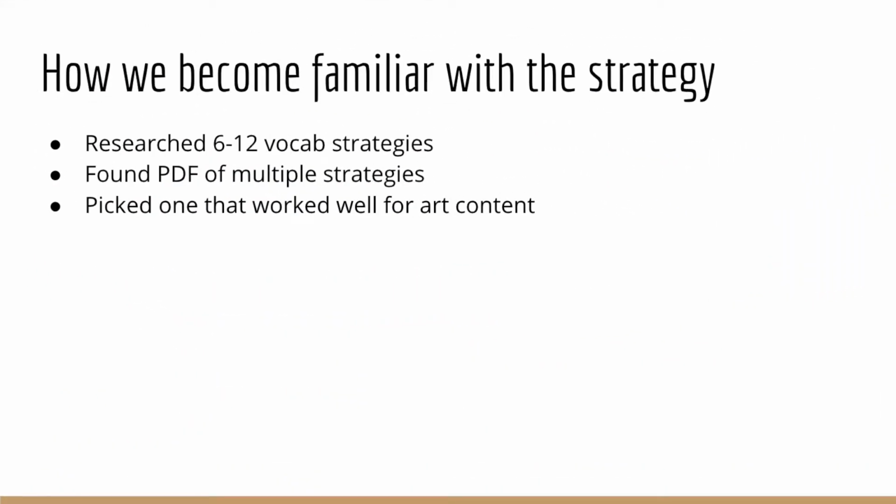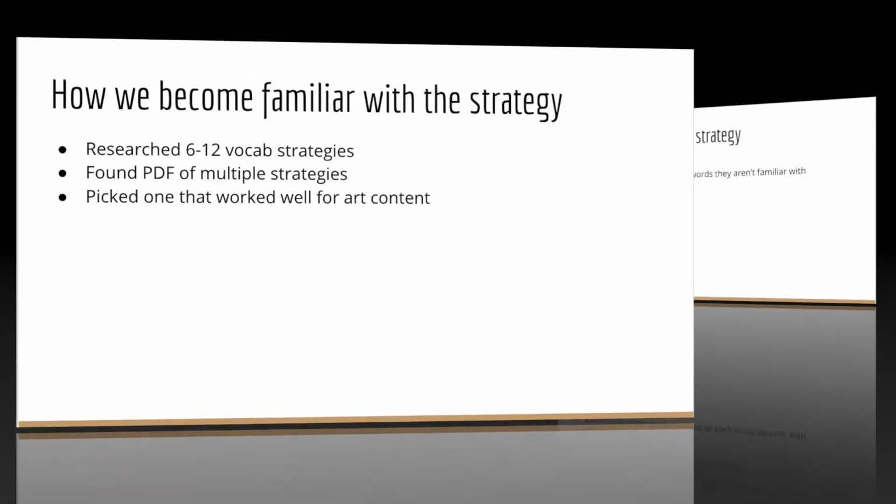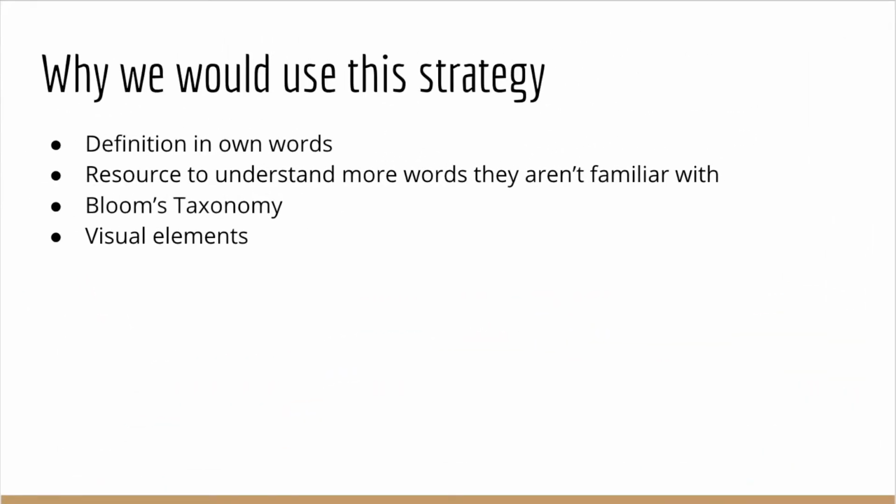As we researched strategies that are best for 6 through 12 students, we came across a PDF that was full of vocab exercises. Elia read through a good portion of them, and we decided that vocabulary notebooks are a good fit for multiple reasons. This strategy works well because each student is asked to write the definition in their own words, which forces them to really understand what the word means.